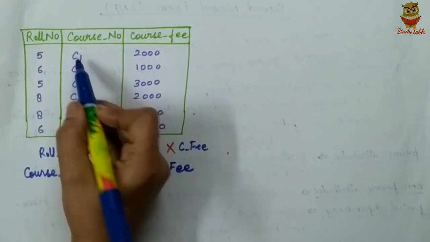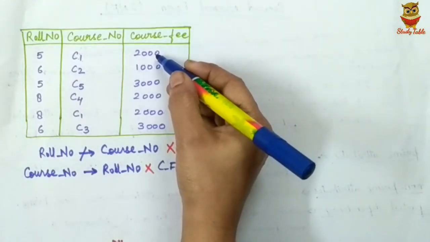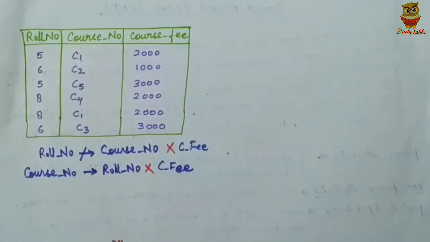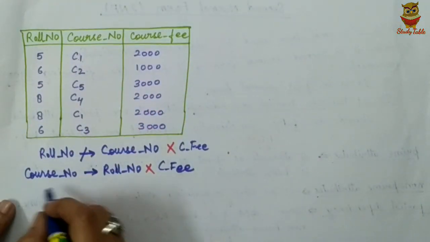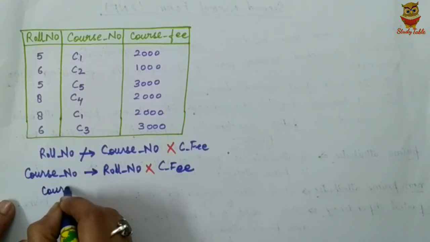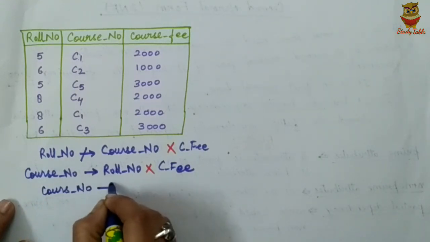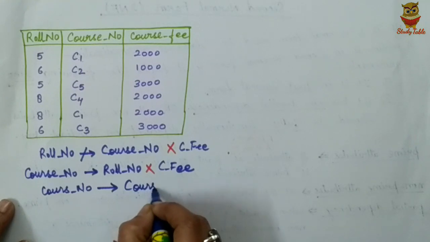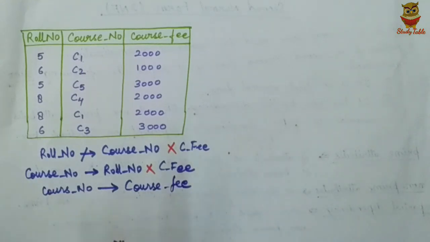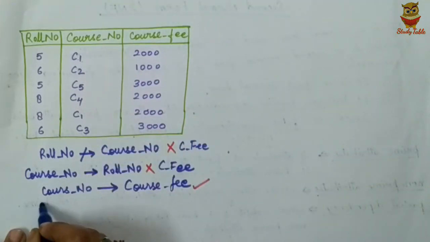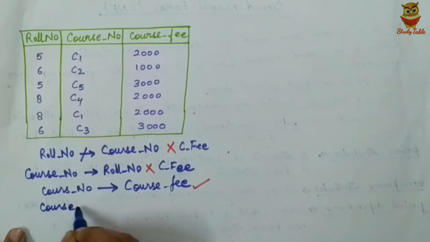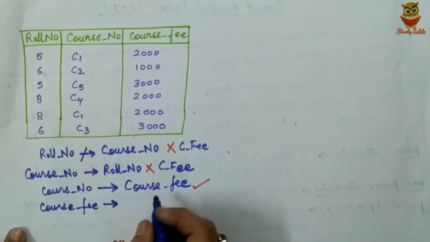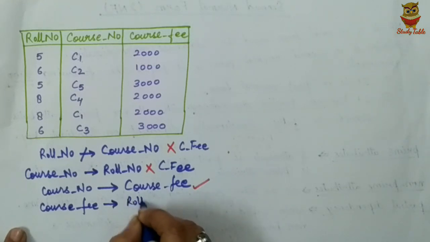So for C1, I am getting a single value, 2000, in both the rows. So it is uniquely identifying. Thus this FD will work. So let me write: course number uniquely identifies course fee. For the third attribute, I will check, does course fee uniquely identify roll number?